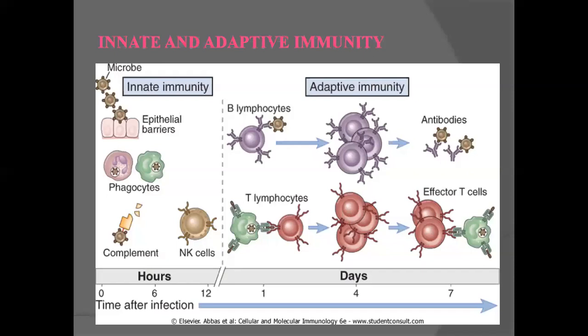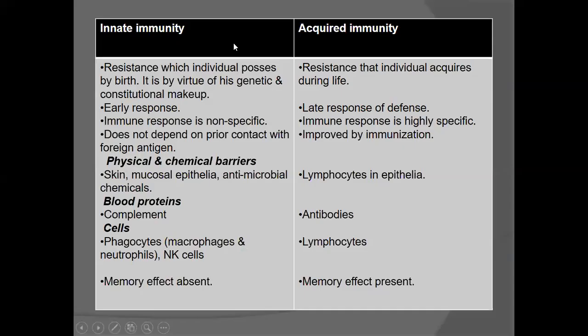Then you have innate immunity and adaptive immunity. Innate immunity means your body defense, your epithelium, your saliva, complement, your NK cells, phagocytosis. All that is part of your innate immunity. Adaptive immunity, where your B cells and T cells will play an important role. Innate immunity and acquired.